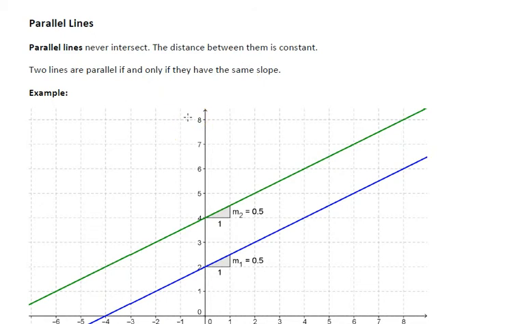Some very frequently occurring architectural lines are parallel lines. Parallel lines never intersect. The distance between them remains constant. In terms of slope, two lines are parallel if and only if they have the same slope. The if and only if, remember, means if they're parallel, they will have the same slope. And if they have the same slope, they are parallel.